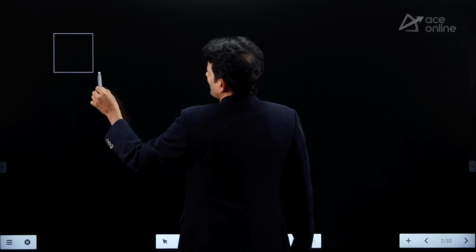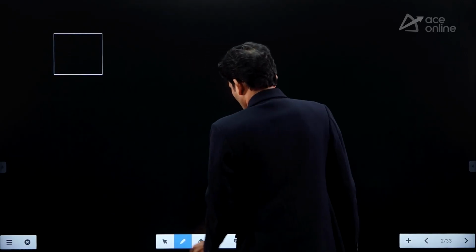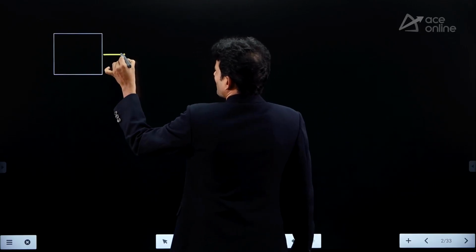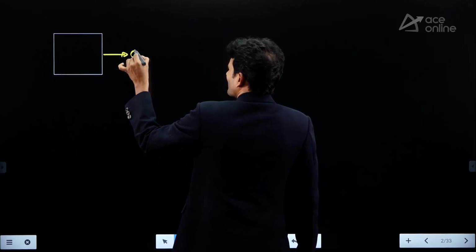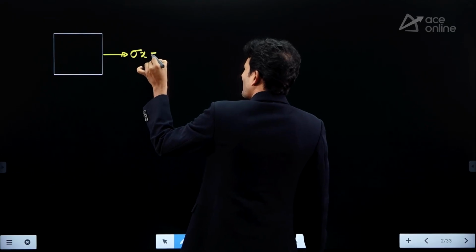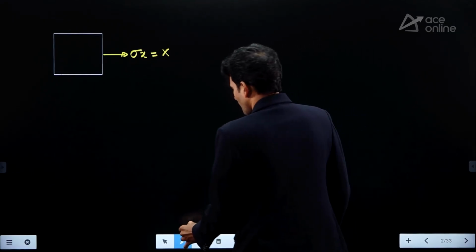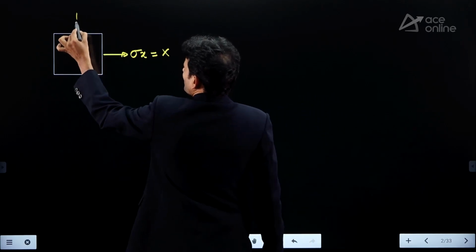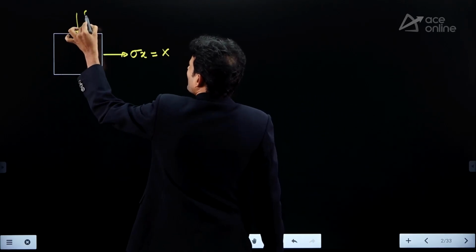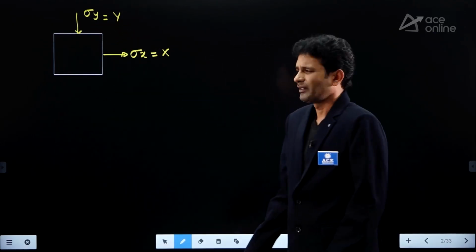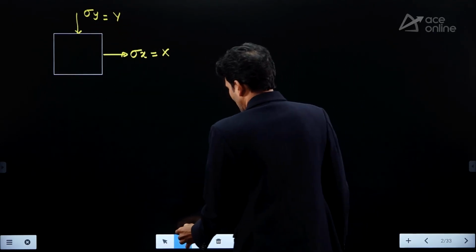Biaxial state of stress. This is the element I am taking. Now on this element, let us mark the stress in X direction. Tensile nature is given. That is given as X units. The stress in Y direction is given as compressive nature. This magnitude is given as Y. X is not equal to Y, clearly mentioned.